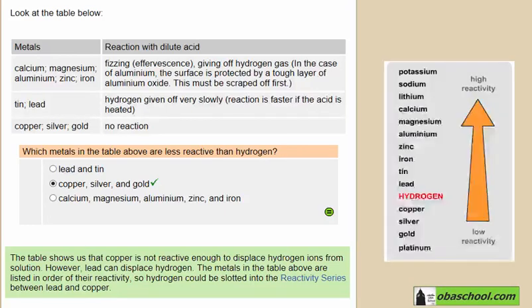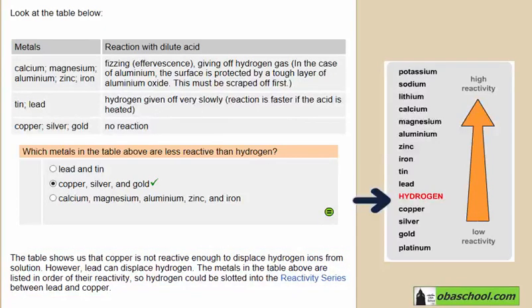Actually, the metals in the table above are listed in order of their reactivity. So hydrogen could be slotted into the reactivity series between lead and copper. This is hydrogen. Hydrogen is more reactive than copper but less reactive than lead.